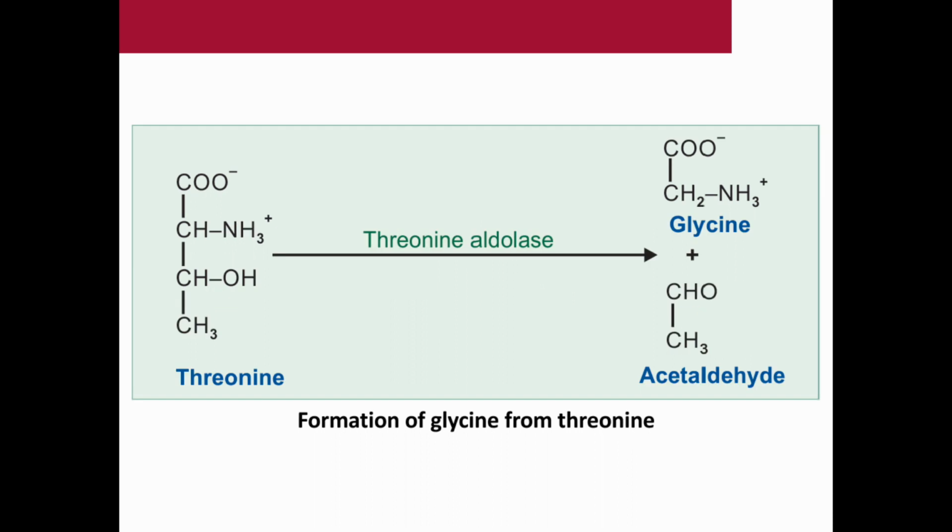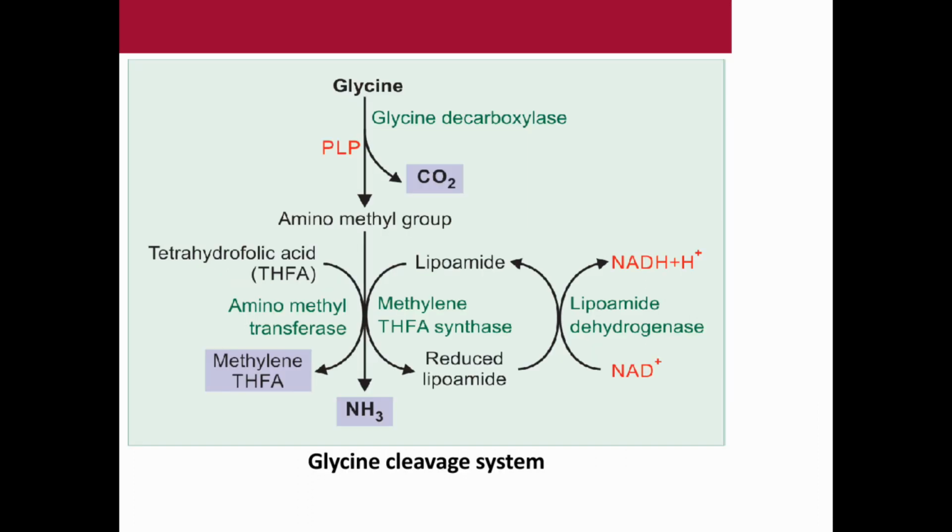Next important compound which gives rise to glycine is threonine. So threonine in presence of enzyme threonine aldolase is converted into glycine and acetaldehyde. So from threonine, glycine is formed. Third most important reaction, which is reversible, is carbon dioxide combines with ammonia in presence of enzyme glycine synthase complex. It forms glycine.